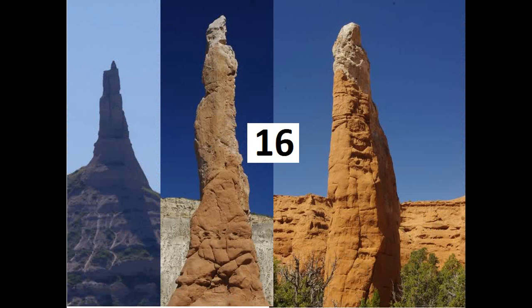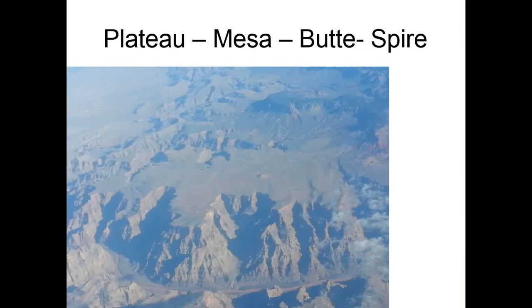Number 16, these are called spires or pinnacles. This is basically a butte that continues to weather, and it gets smaller and smaller and skinnier until basically it has a pointy shape to it. This is a spire, or also called a pinnacle. Now, the difference between a butte, mesa, spire.